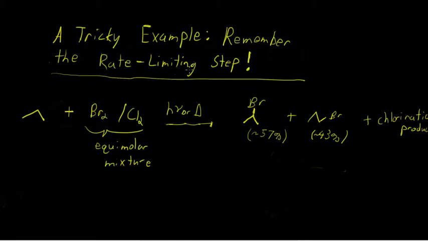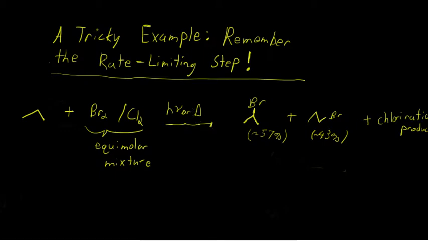In this video we're going to be looking at a fairly tricky example that should remind you to pay attention to what the rate limiting step is in radical halogenation processes. So we are going to be reacting propane with an equimolar mixture of bromine and chlorine. That's diatomic bromine and diatomic chlorine.